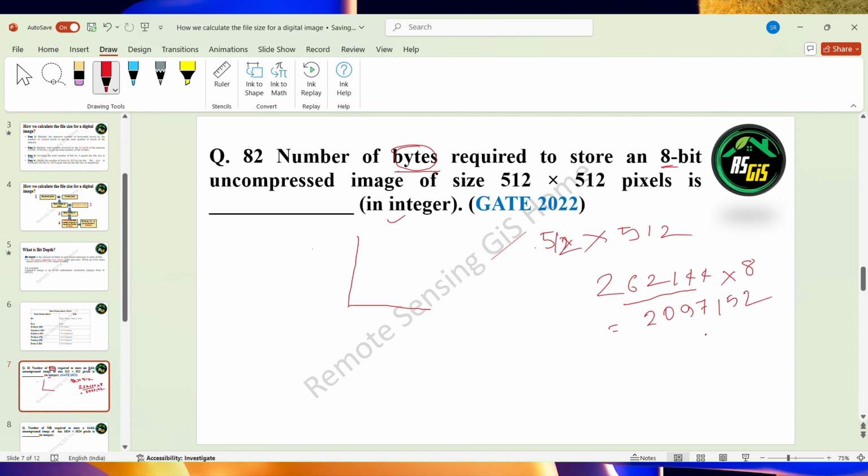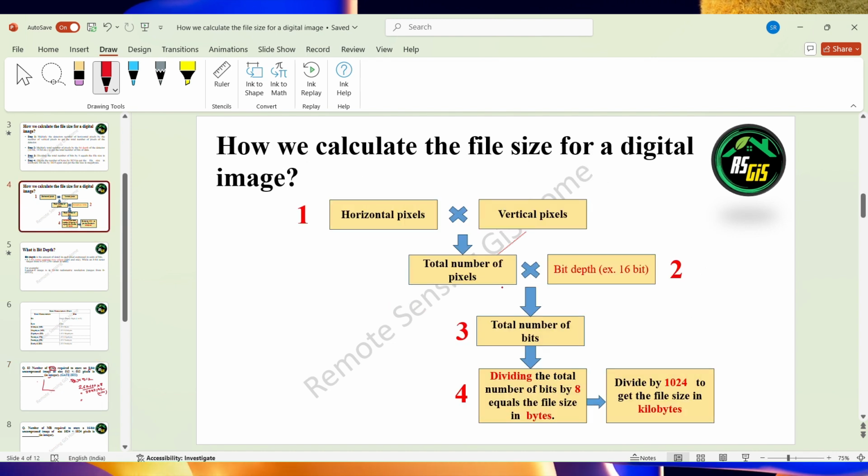2097152. So this is basically the total number of bits. So now we can get the value in the form of bits, but they are asking in the form of bytes. Okay, so if we want to calculate the value in bytes, what can we do in the third step? I have already mentioned that if we get the total number of bits, and after getting the value in bits, if we convert it into bytes, we can divide it by 8.